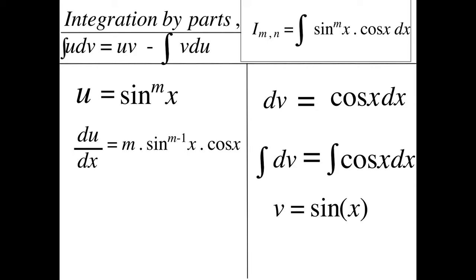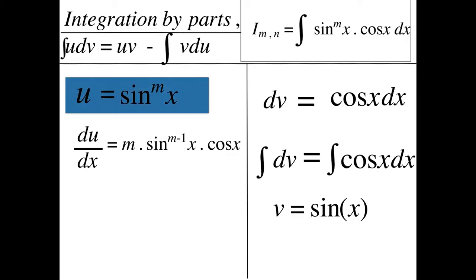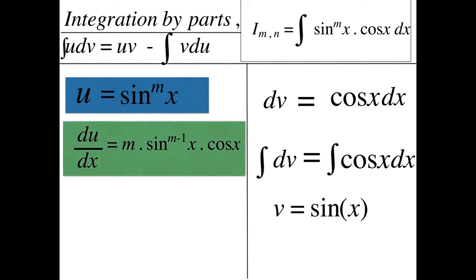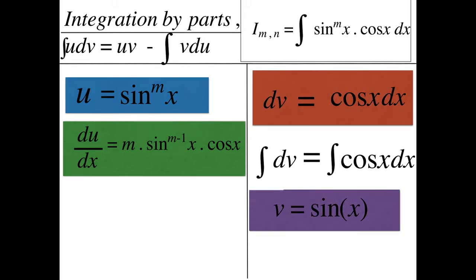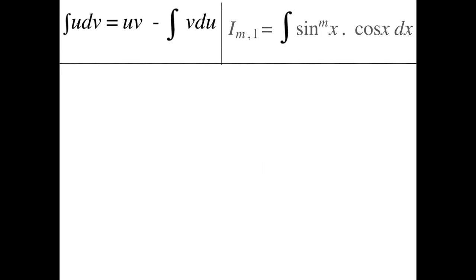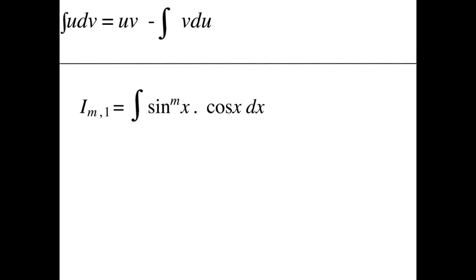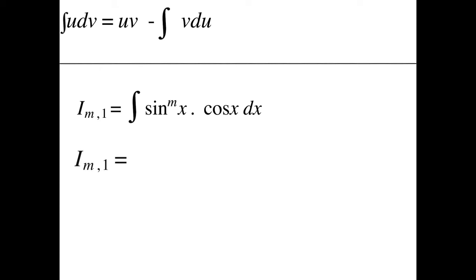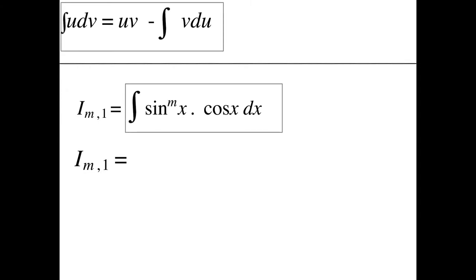Now please take your pen and paper and note down these things that I'm going to show you now. Please copy this one, another one is this one, and another one is the dv term, and another one is the v term. Okay, if you have copied this, let us move forward. Now I have to integrate this, right? And I have said that the integral of sine to the power m of x times cosine of x dx is equal to the integral of u dv. So we can use integration by parts.